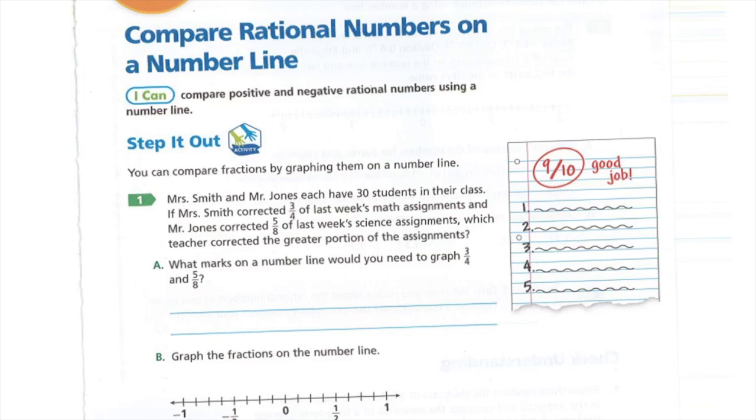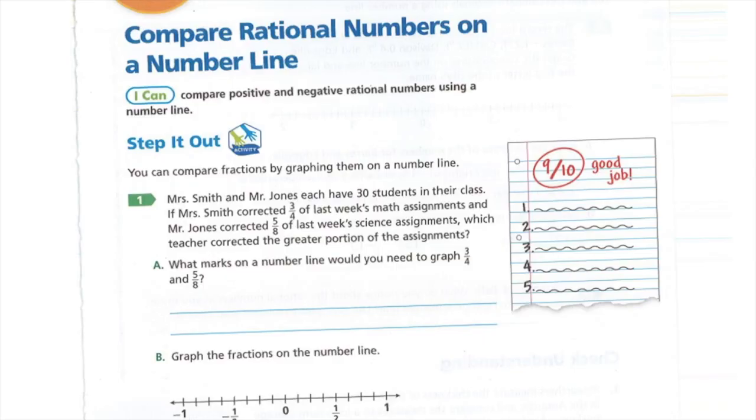Hey, 6th grade. This is lesson 2.2, compare rational numbers on a number line. I can compare positive and negative rational numbers using a number line. So this has changed from integers to rational numbers. That just means that there's fractions and decimals involved. Step it out. You can compare fractions by graphing them on a number line.